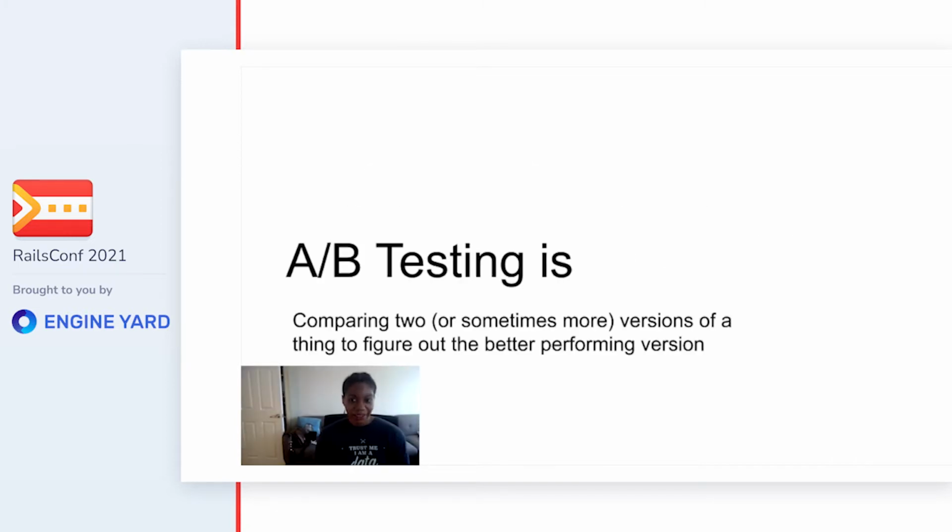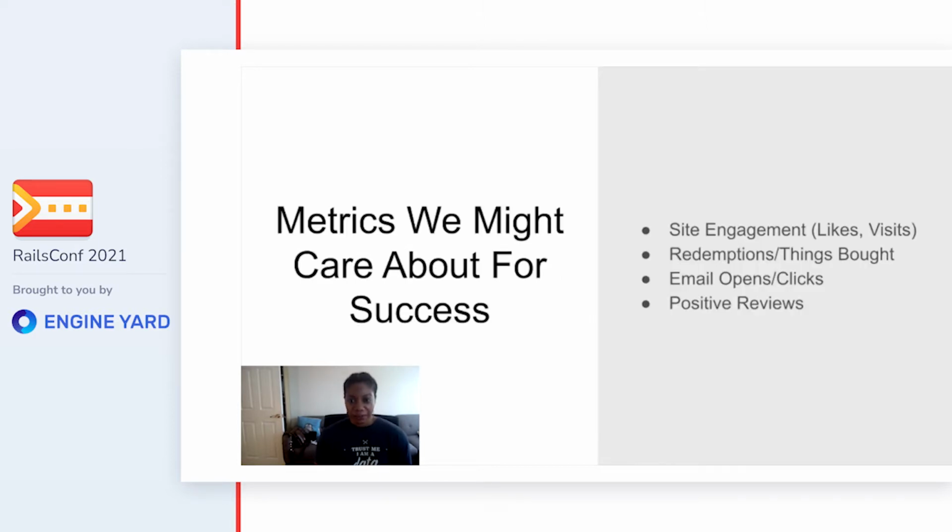So before diving into some code, let's define a few things. First of all, A/B testing is really just comparing two or more versions of things to see which one is the better performing version. And to do that comparison, we need an idea of what success looks like. We need a metric to track.